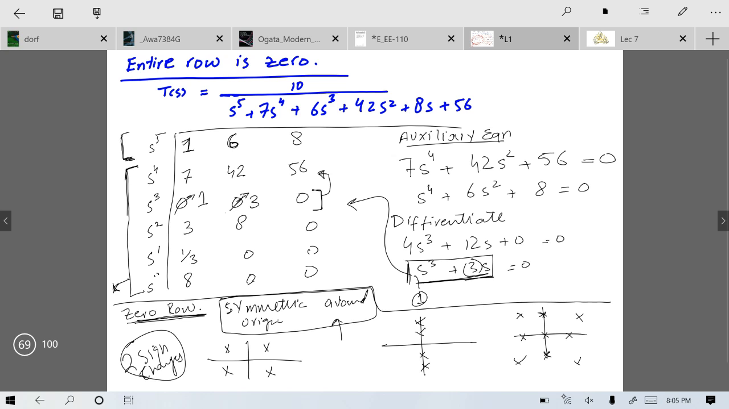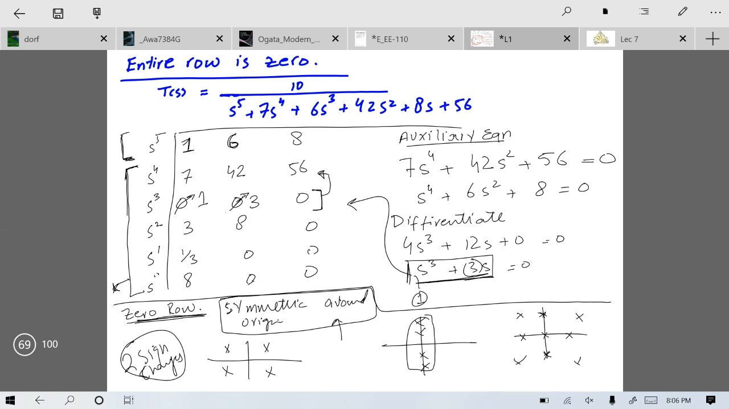So for this lower portion, I have four poles due to this S4, and due to the zero row, I know that all of these four poles are symmetric around origin. However, I do not have any sign change over here. If I don't have any sign change over here, then it means I cannot draw any pole on the right hand side. Now I have to draw four poles with symmetry around origin, but I cannot draw any pole on the right hand side. So the only option I have is this.